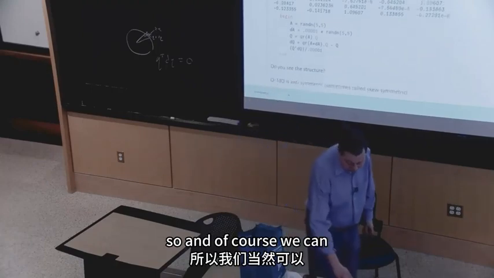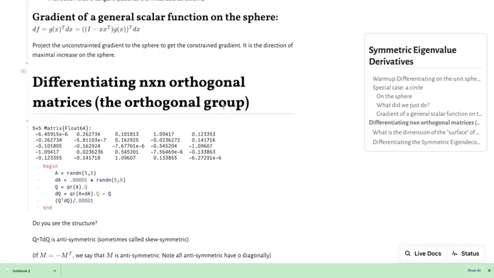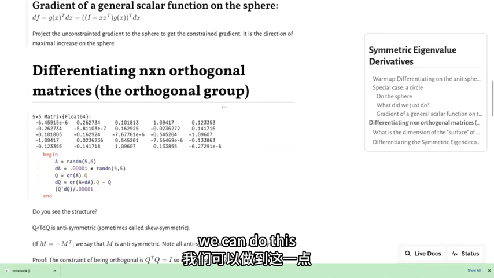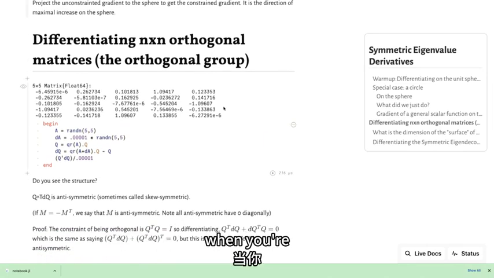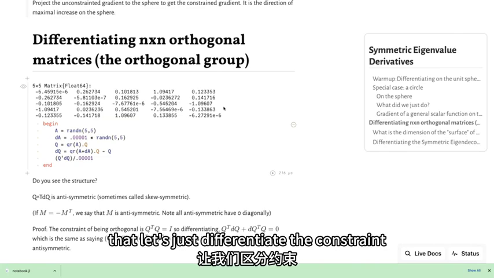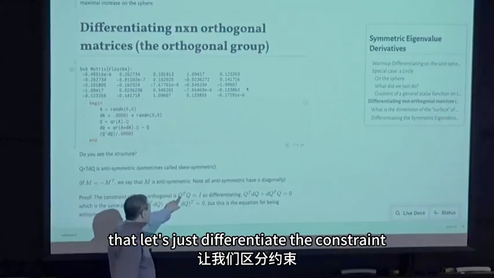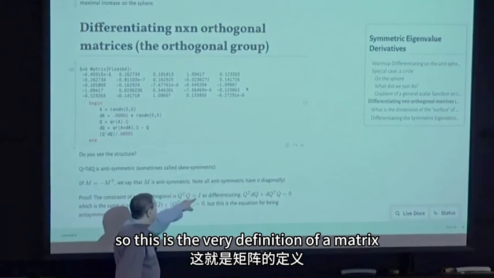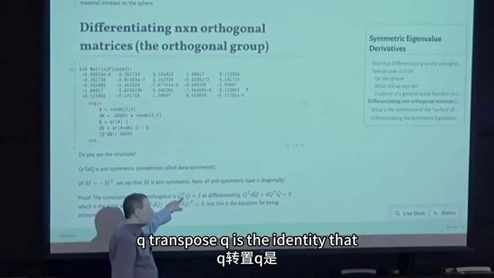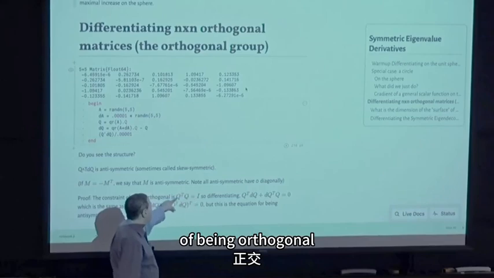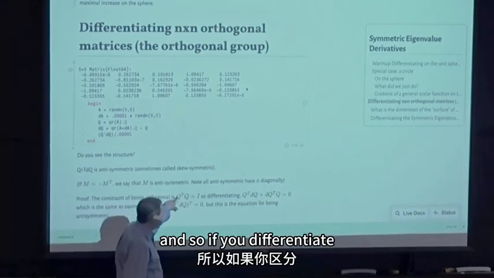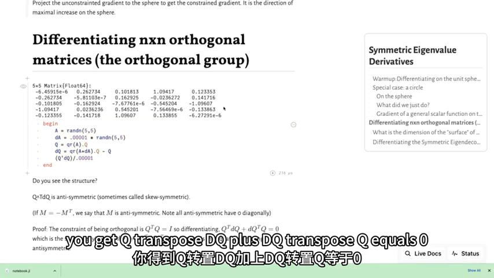And of course we can do this with, here's the proof. The proof is almost the same proof as when you're on the sphere. Let's just differentiate the constraint. So this is the very definition of a matrix being orthogonal. Q transpose Q is the identity. That is the entire constraint of being orthogonal. And so if you differentiate, you get Q transpose dQ plus dQ transpose Q equals 0.